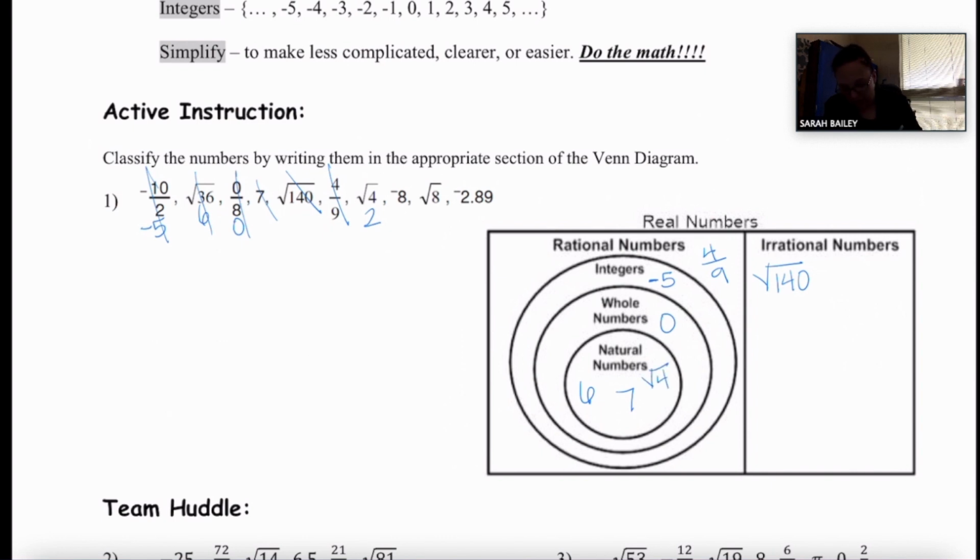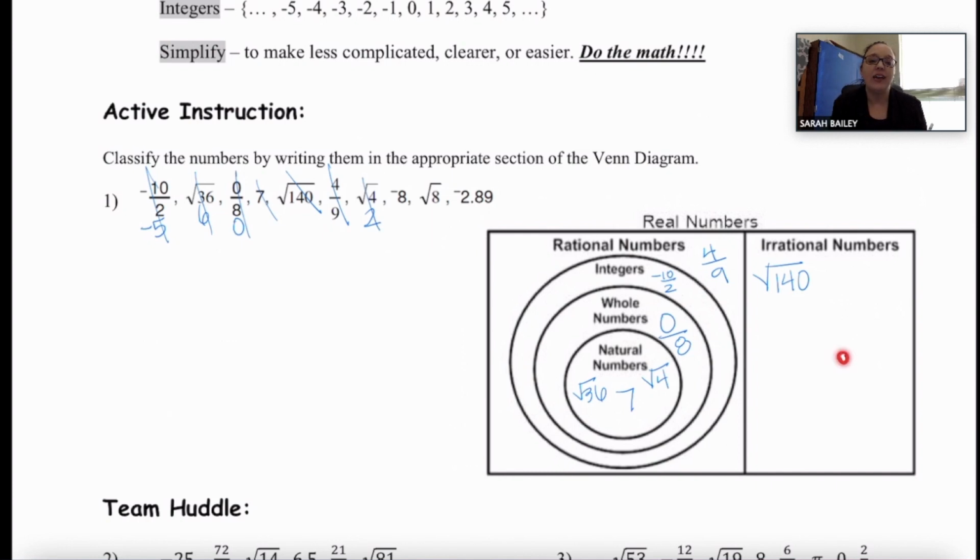And you know what? I just realized instead of 6, I should have written the square root of 36, shouldn't I have? And instead of 0, I should have written 0/8. And instead of -5, I should have written -10/2. Let me change those really quickly, just like you saw me do. Sorry about that.